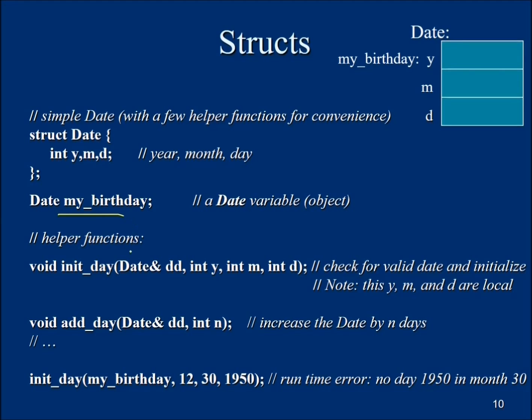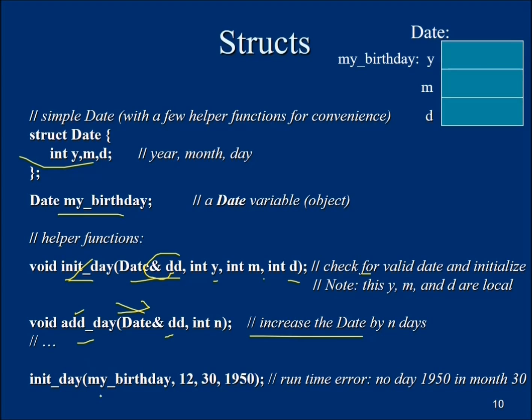Now you have also a date variable. How can you have helper functions which will help with this? Like init day, which means you want to initialize the day, check for a valid date. You have seen some invalid stuff, so you want to check the valid date and initialize. You can very well see that this y, m, d are local, and this date is nothing but the reference of the structure. And for add day, again the structure reference, because you have to pass this structure object, or structure variable, into init day and add day. And this does what? It may increase the date by n days or some other task.